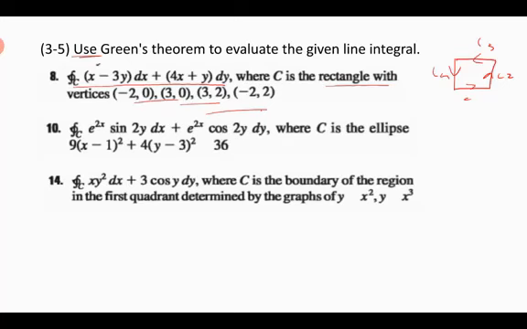This is possible to be easily solved by using Green's theorem, which states that the integral of P dx plus Q dy, the left side, is equal to the double integral of Qx minus Py, isn't it? You have to find dx dy or dy dx and the limits over the region. So the right hand side we have to find. That's it. Problem number 8 we are going to solve here.